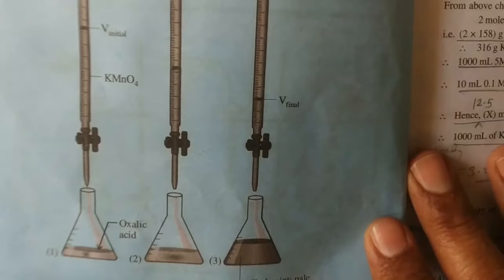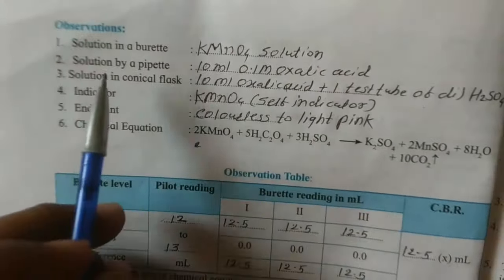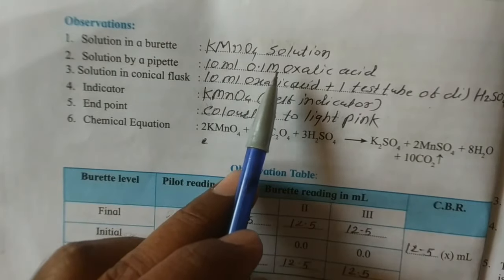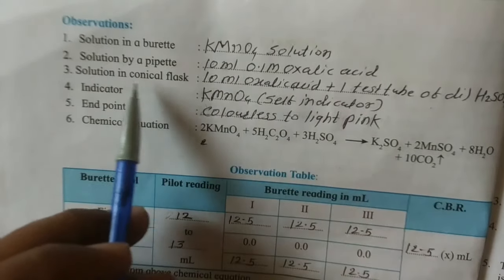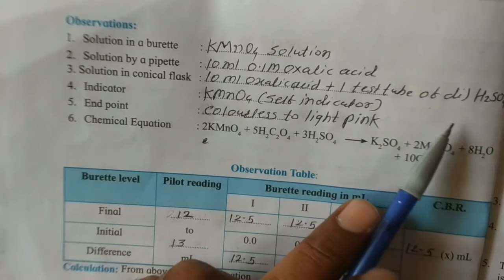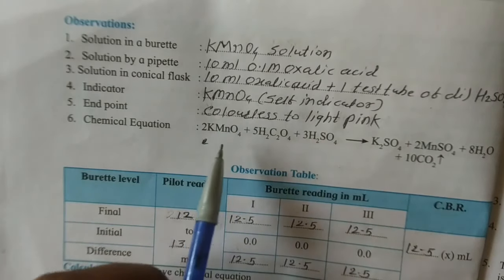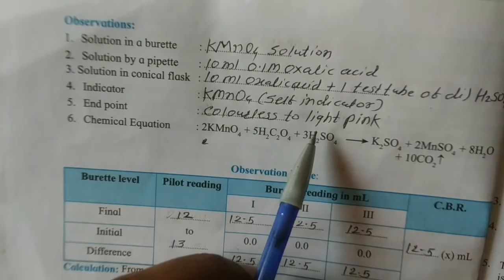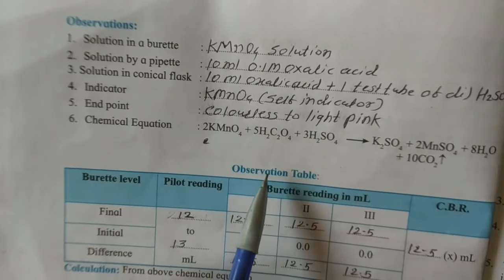Then, friends, write down the observations. In observations: solution in the burette, KMnO4 solution; solution in the pipette, 10 ml of 0.1 molar oxalic acid; solution in the conical flask, 10 ml oxalic acid plus 1 test tube of dilute H2SO4. Then indicator, KMnO4 is a self indicator; end point, colorless to light pink. These are the chemical equations of these reactions.